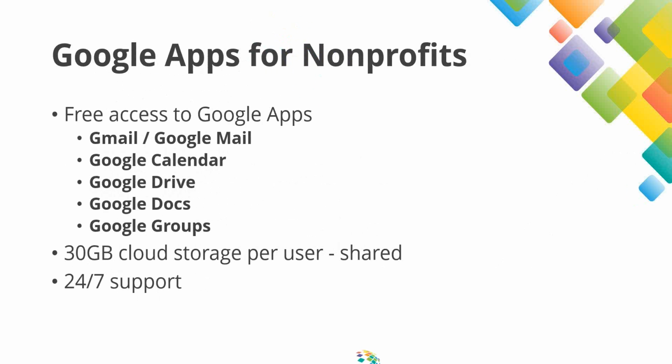And the other thing is that you get 24/7 support. So every time you've got a problem, you can get support from a person and get underway as soon as possible. Now, all of this usually costs $5 per user per month. But through the Google for Nonprofits program, you get all of that for free. So it's not a bad deal. You probably know I like free things, so I think that that price is about right for nonprofits.